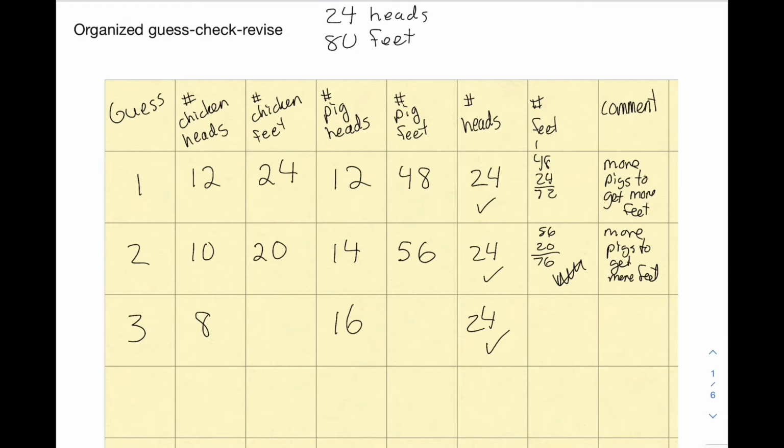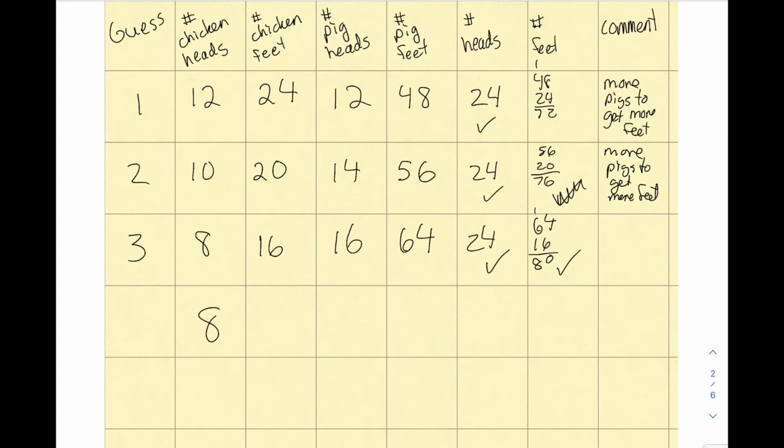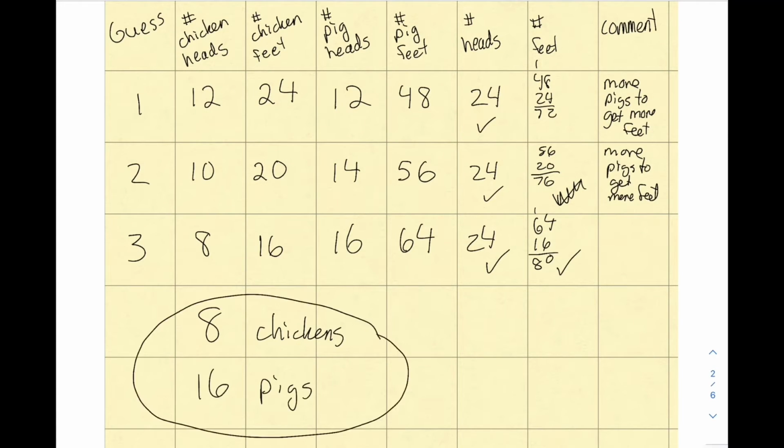And let's see, every chicken has 2 feet, and every pig has 4 feet. Let's see, what is that? 4 times 16, 40, 50, 64. And so I'll have 64 plus 16, and I'm at 80. So I have the correct answer now: I have 8 chickens and 16 pigs.